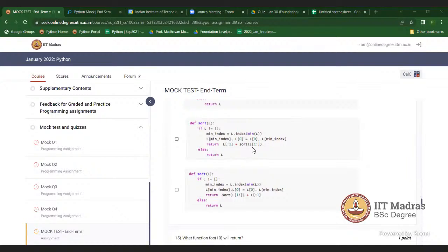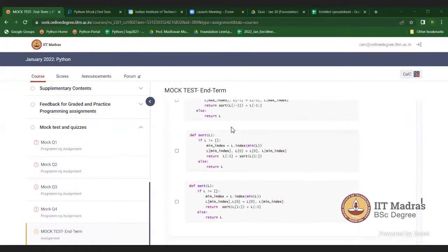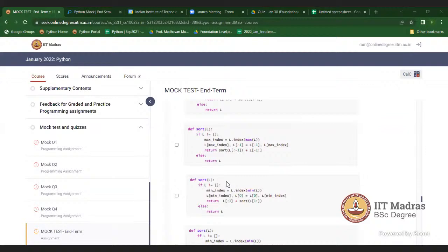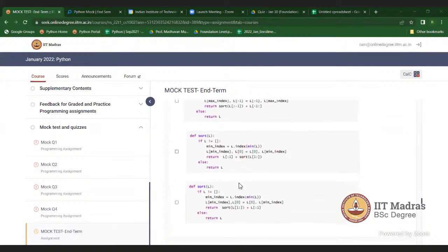Option D is the reverse of the sort of L and the other one. So that's why option D is wrong. So basically A and D give the descending order. B and C give the ascending order. Okay. Yes, sir, I got it. Okay. Any other questions?